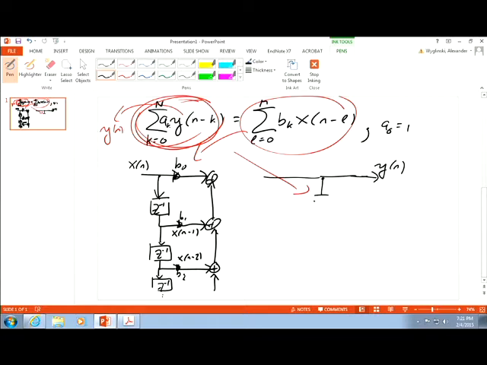Sorry, I should be cleaner with my notation. So let's say we have z to the minus 1. That produces y of n minus 1, correct? Then we multiply it by a1, that's our constant coefficient. We then feed it into another delay and get y of n minus 2. Then we feed that in, we get a2, and so on, right?